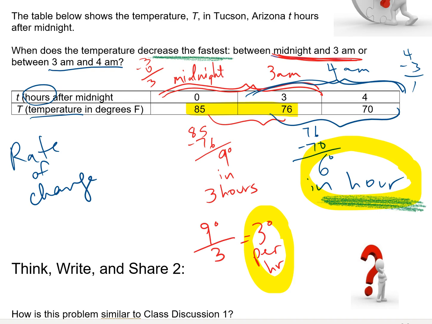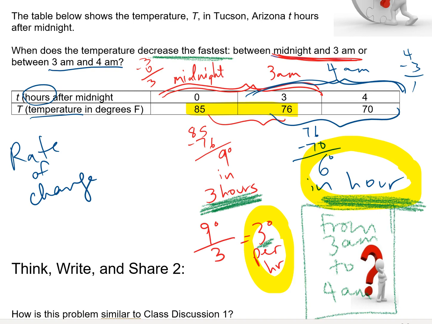And this happened from 3 a.m. to 4 a.m. So again, even though it looked like, or there really was, a greater drop in temperature from midnight to 3 a.m., because it took 3 hours to happen, you didn't drop 9 degrees in an hour. It's 9 divided by 3. You dropped 3 degrees per hour. So it was still a greater drop, a faster decrease from 3 a.m. to 4 a.m., when we dropped a total of 6 degrees in that same time frame in an hour.